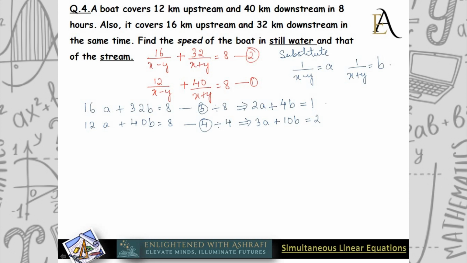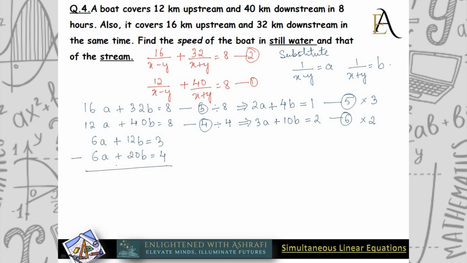Now let's solve it. Let this be equation 5 and equation 6. Now what can we do over here? We can multiply this by 3 and this by 2, so we get 6a plus 12b equals to 3 and 6a plus 20b equals to 4.